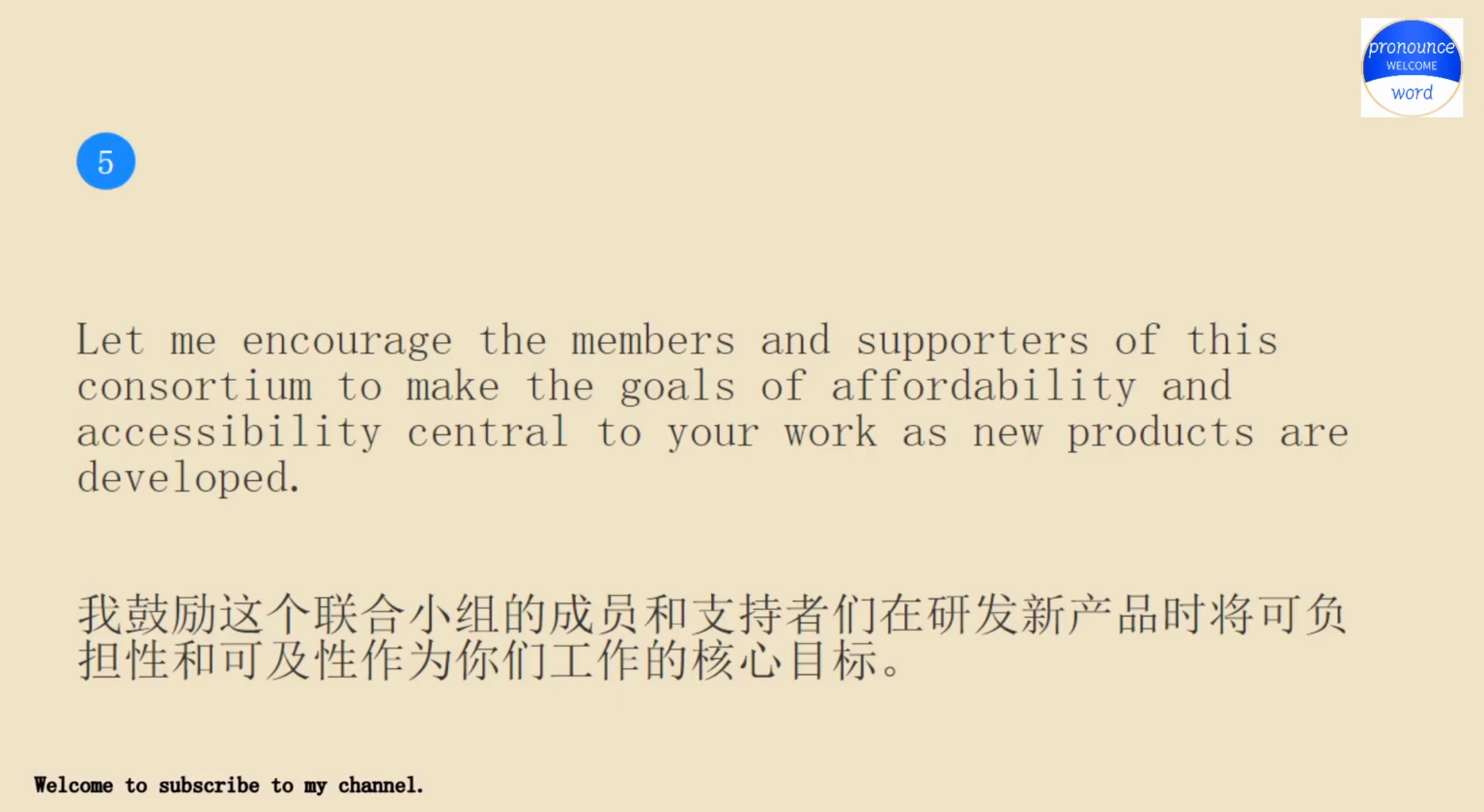Let me encourage the members and supporters of this consortium to make the goals of affordability and accessibility central to your work as new products are developed.